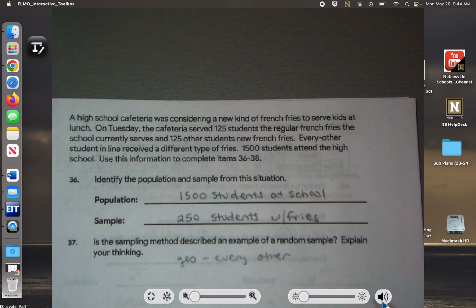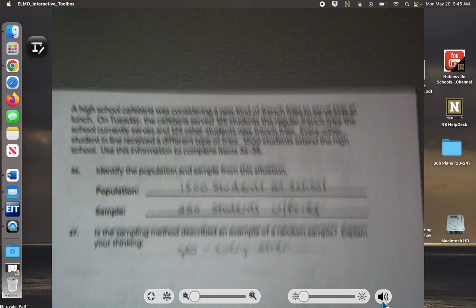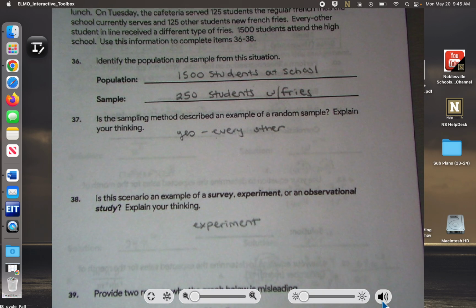Right? Is this scenario a survey, experiment, or observational? This is going to be an experiment because one group had the old fries and one group had the new fries, right? It would be a survey if they asked them about it.